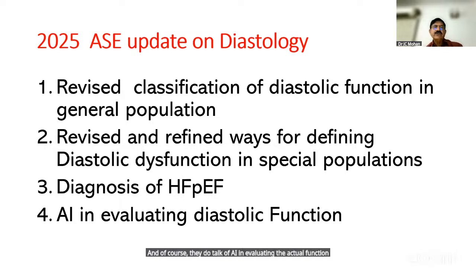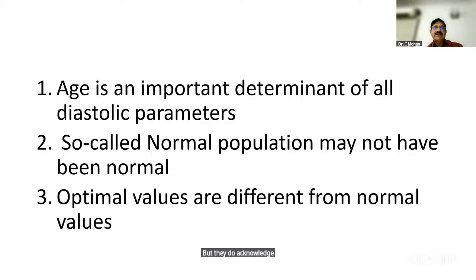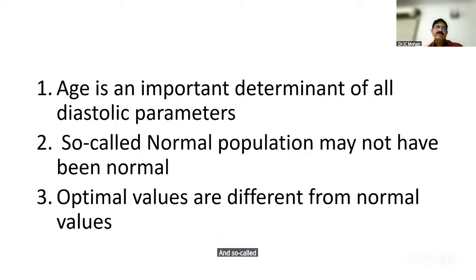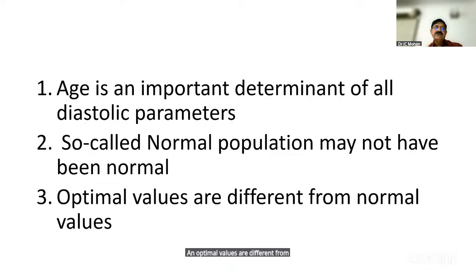We aren't going to go through the detail, but they do acknowledge, like the British Society of Echo, that age is an important determinant of all diastolic parameters, and the so-called normal population may not have been normal. So they agree that whatever data they are relying on may not have been completely normal population. And optimal values are different from normal values. That is another thing which they agree.